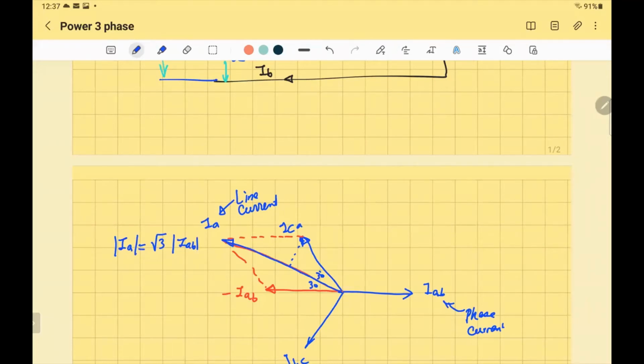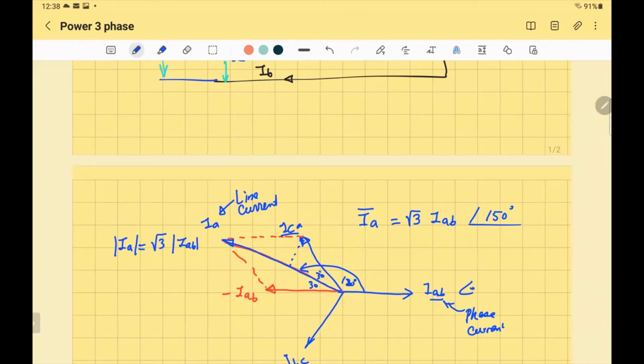What about the angle? If you look at this angle, you can say that IA is leading IAB by all this angle. What is this angle? 30 degrees plus 120 here, because there are 120 between IAB and ICA. So 120 and 30 will be 150. So now we can write IA is equal to square root of 3 times the IAB magnitude, and the angle, if this angle is zero, then zero plus 150, 150 degrees. So line current is square root of 3 bigger than the phase current and leading by 150 degrees.